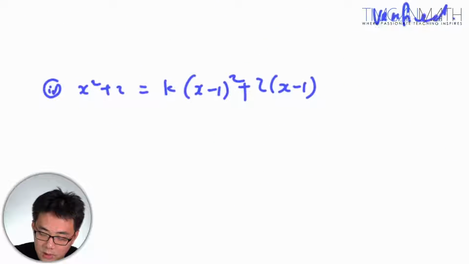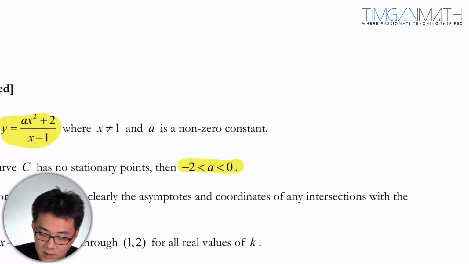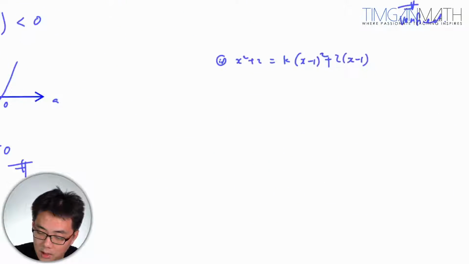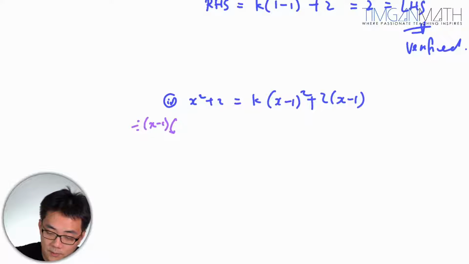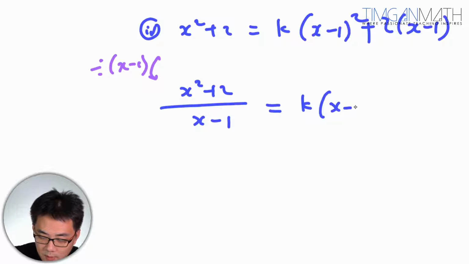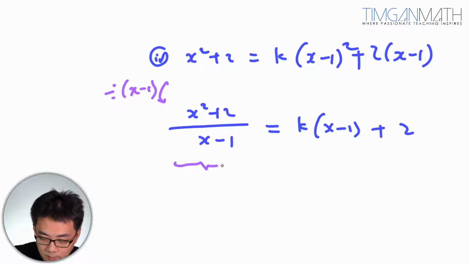What we need to do is actually just try and find out how do we get the curve C here. This is the sketch, which is 1, right? I'm going to divide both sides by x minus 1, and then this will just be (x squared plus 2) over (x minus 1) equals k, x minus 1 plus 2. So you realize that actually this is your curve C.